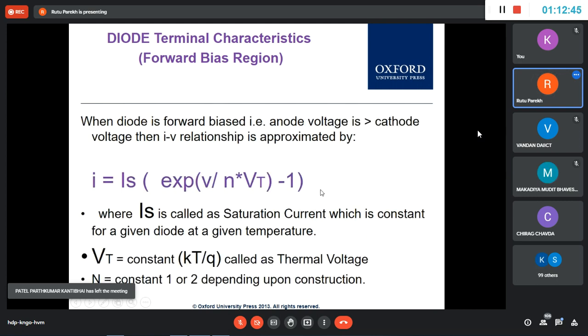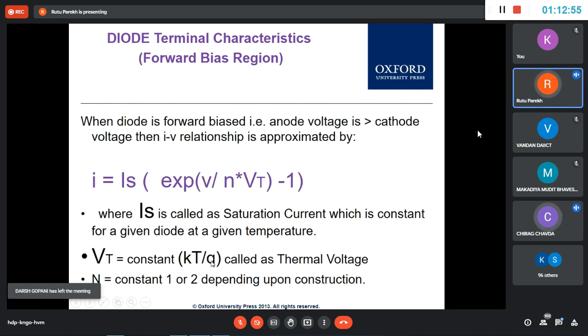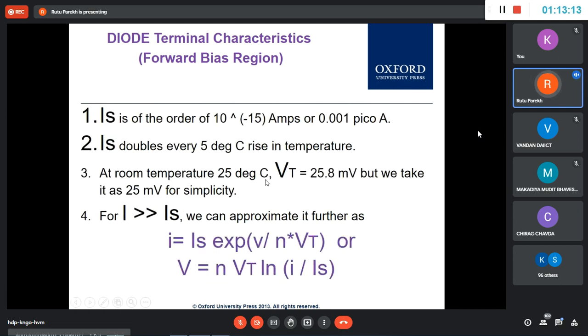Ma'am, one idea spiked in my mind. This is the temperature, T is in degrees Kelvin. K is Boltzmann's constant. Q is the charge of the electron. And this is known as thermal voltage, VT. For a particular temperature, let's say 25 degrees centigrade, and the charge of the electron, when you put all these values, you will get this thermal voltage as 25.8 millivolt for 25 degrees centigrade.